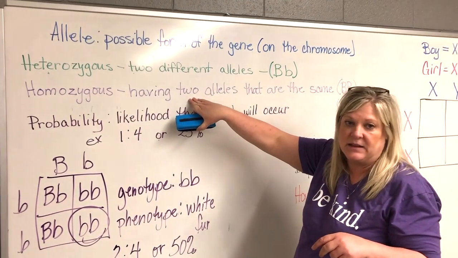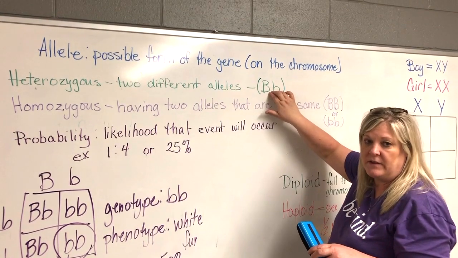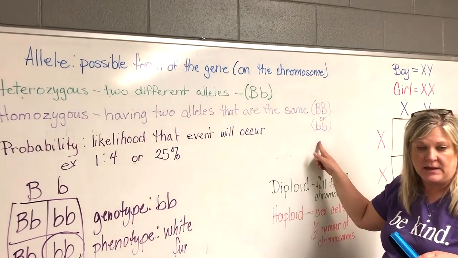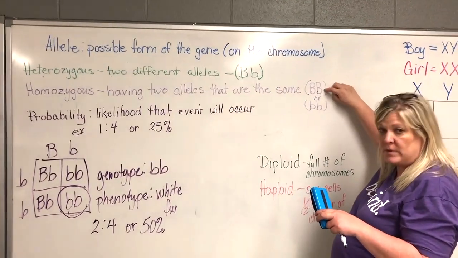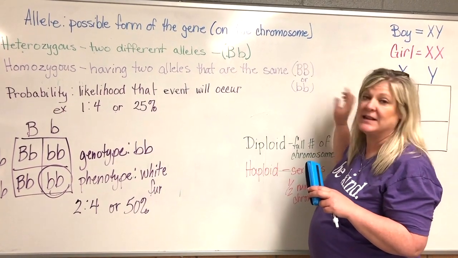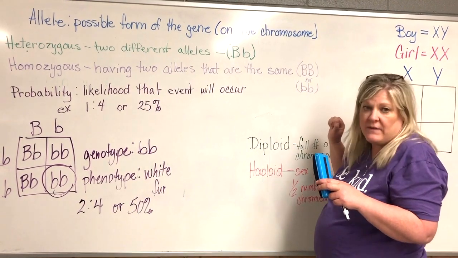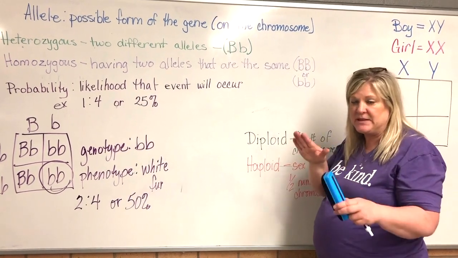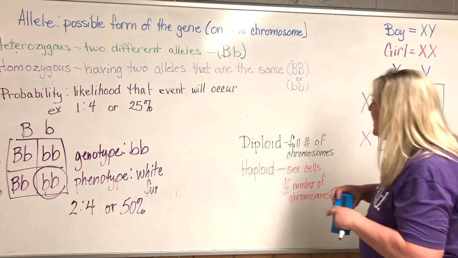Heterozygous and homozygous. Different alleles. Heterozygous means they're two different ones. They're not the same. Homozygous means having two alleles that are the same, which means it can show up as homozygous dominant, or it can show up as homozygous recessive. They have the same alleles, okay? Or even the same genotype, okay? Always remember, hetero means opposites, homozygous means same. So H-O-M-O means same, okay?